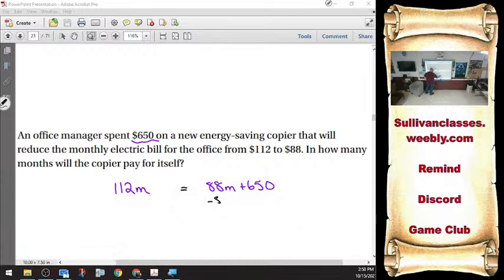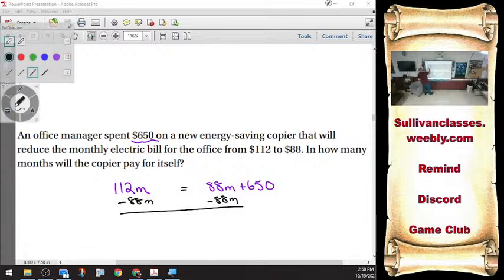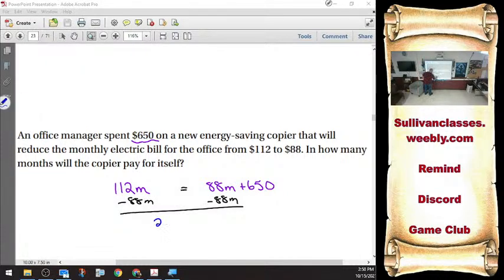So subtract 88 from both sides, or 88M, I should say. Always make sure that you carry your label with it. And we get 24, right? 24M is 650. Divide both sides by 24. So what's that, 480? I don't know, I'm tired. 27 what? Ew. Yeah, it's 325 over 24. I don't like that.